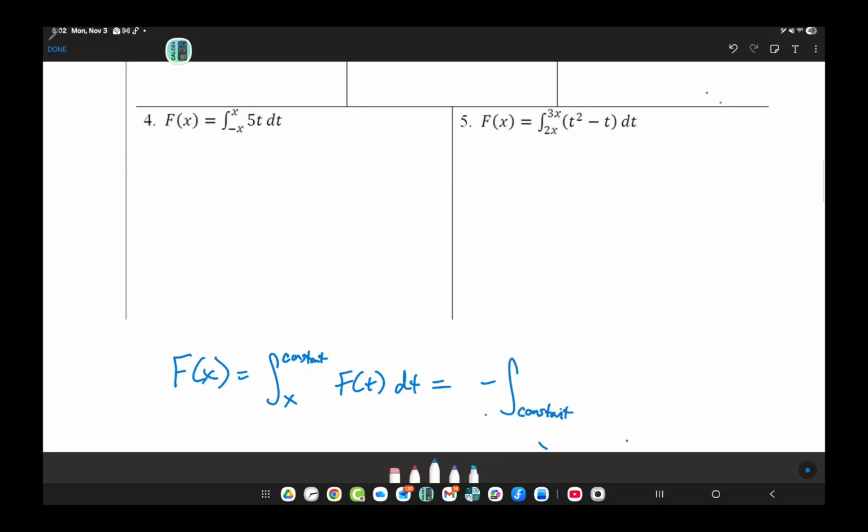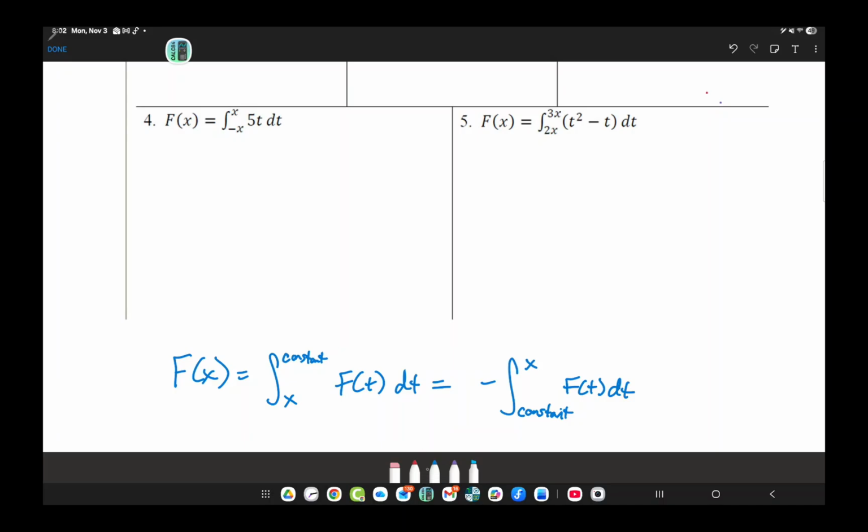then that can be rewritten as negative integral from a constant of f of t dt. We'll probably see this later on, and then we do the same thing. Okay, so if your variable is just in the lower bound and your upper bound is a constant, you can flip it, but you have to make your integral negative. Okay, just in case. I don't know if you're going to see it in the homework, but that is usually what I've seen when I've taught this lesson.